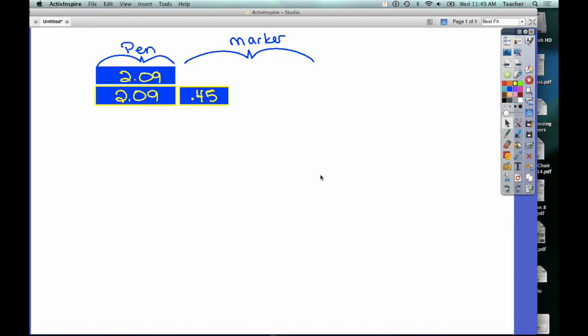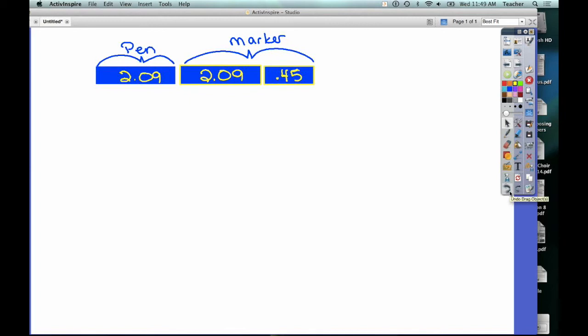45 cents. So if you look at this, you can tell just by looking at these bars that obviously the marker costs more and the pen is 45 cents less than the marker, right? Because it says it costs 45 cents less than the marker. I like these bars. They take a little bit to catch on to, but they're good.